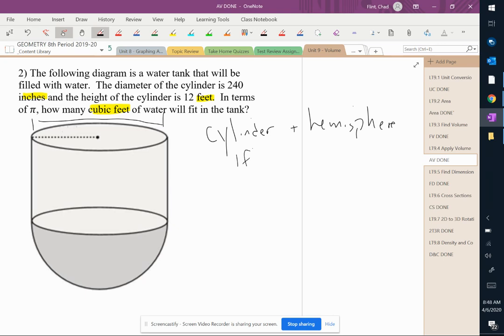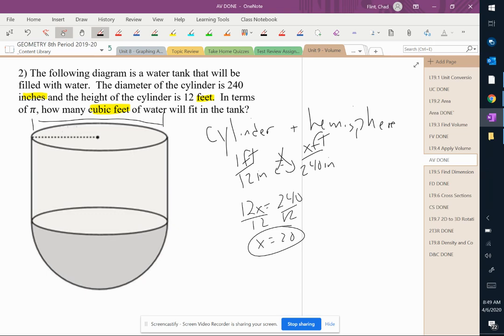So 1 foot is 12 inches, x feet is 240 inches. So that's going to be 12x equals 240. So x is going to be 20. So that's 20 feet there, which means that the radius is half of that. So the radius is 10. It says the cylinder is 12 feet tall.